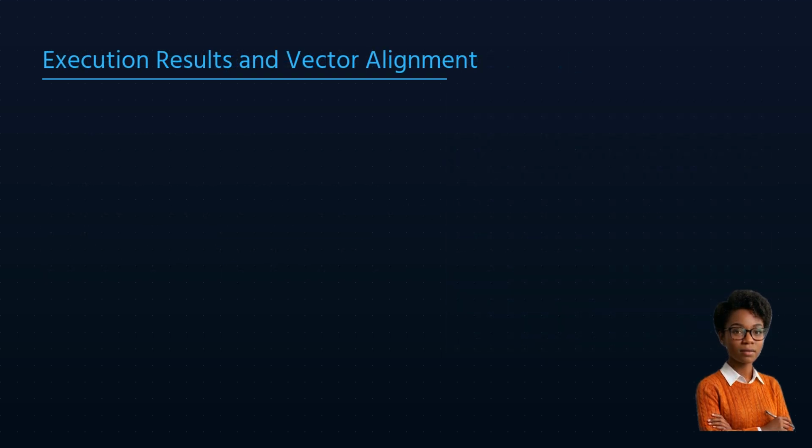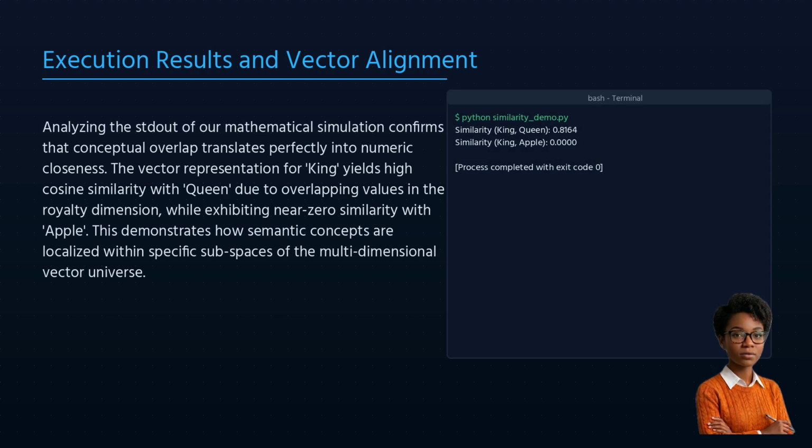Looking at the terminal output, we see our mathematical verification in action. The similarity score between king and queen is highly positive at 0.81, while the similarity with apple is 0, demonstrating absolute orthogonal independence. In a real-world vector database index containing millions of items, the query engine runs this identical matrix calculation across vectors to instantly filter out irrelevant concepts.